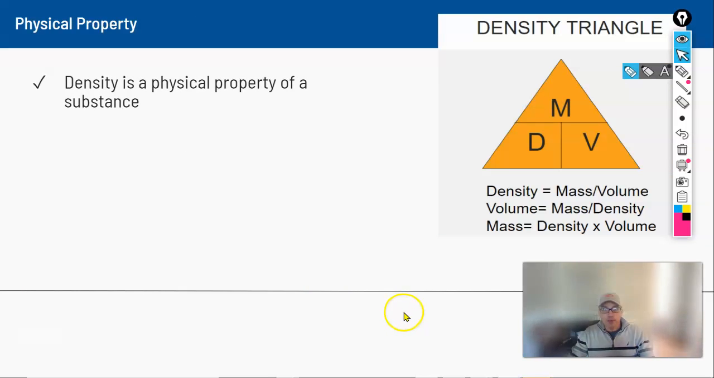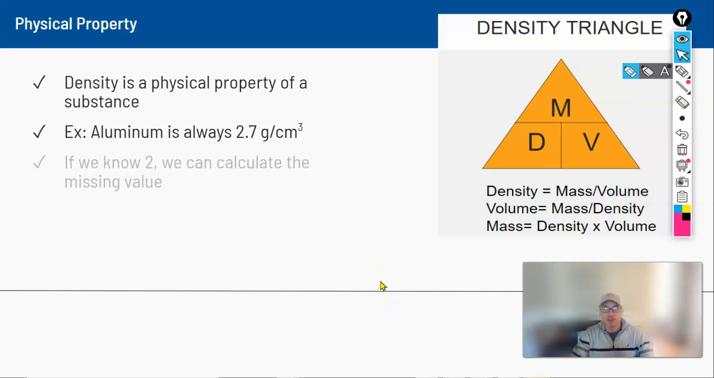Density is a physical property. If we have a substance, it's going to have a density that's consistent all the time. For example, if I have a cubic centimeter of aluminum, it's always going to weigh 2.7 grams. If someone gave you a mystery sample, or someone was trying to sell you some gold, one of the things you could do if you had a scale and a graduated cylinder is determine whether it wasn't gold, if the density was wrong, because gold has a specific density, silver has a specific density, and it's not going to change.